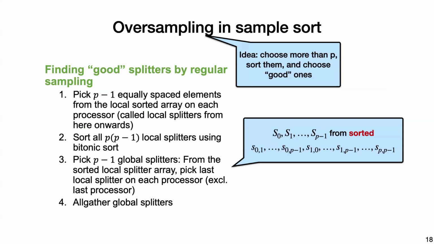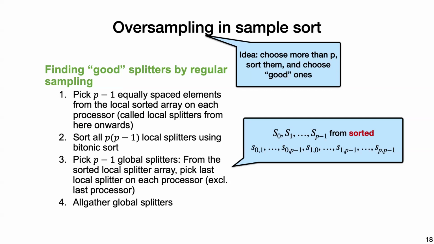And the way that they do it in simple sort is by oversampling. So the goal is to pick p good splitters, but for oversampling, we pick more than p and choose p good ones from the ones that we chose. And you choose something like p squared, something similar to p squared. So to choose these good ones, this oversampling scheme is like this.